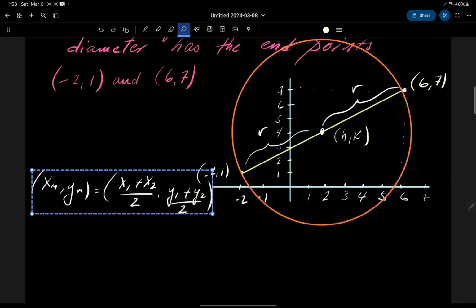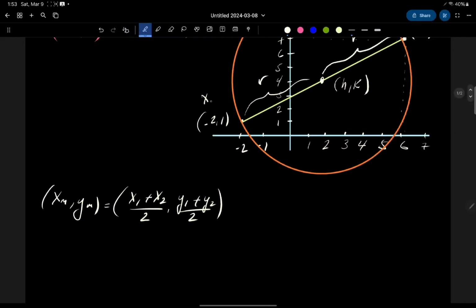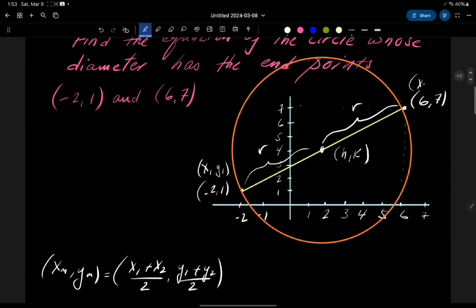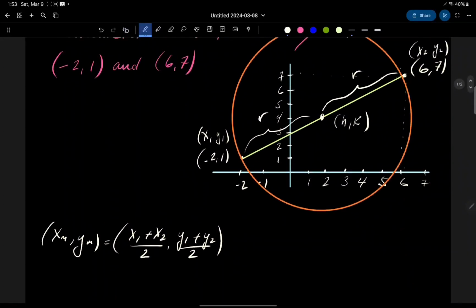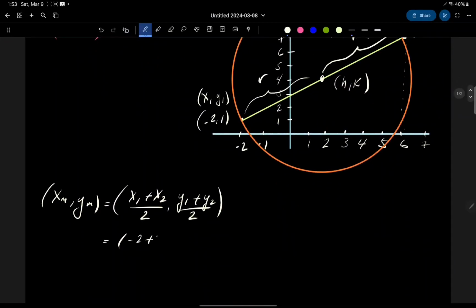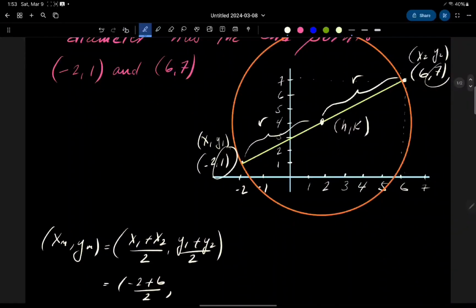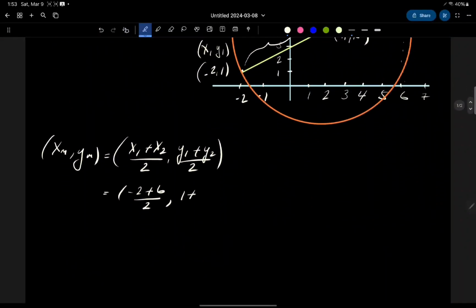And this will give you the y value of the midpoint. Let's move this guy right here to the bottom, and let's plug some numbers in. So the x1 and y1 are -2 and 1. That's x1 and y1 right here. And x2 and y2 would be 6 and 7 right over here. So applying these numbers into the equation, we have x1 plus x2, which is -2 plus 6 divided by 2. And y1 plus y2 would be 1 plus 7 divided by 2.